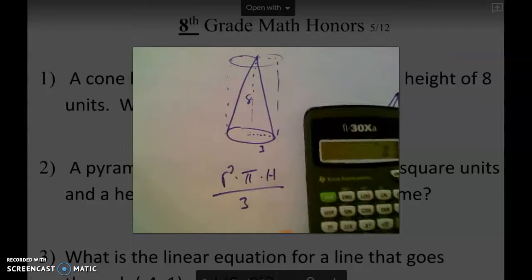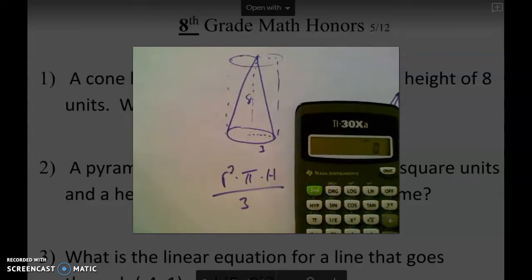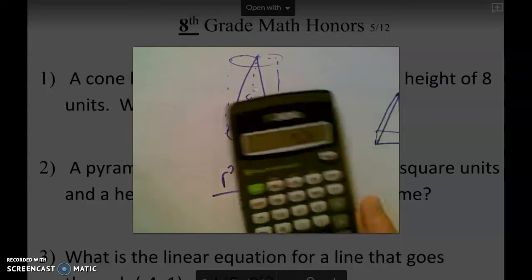So I take my calculator. I am going to use 3.14 for pi. So I go the radius squared, which would be 9, times 3.14 times the height of 8. And I would just divide that by 3. And it looks like I get about 75.36 for my volume.